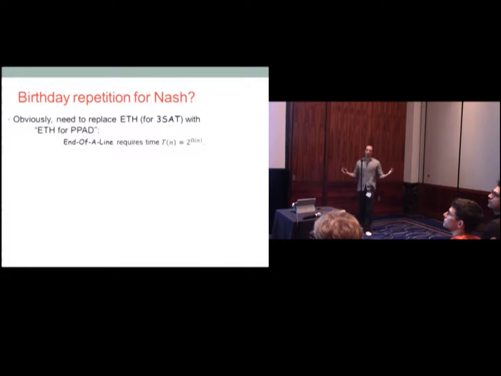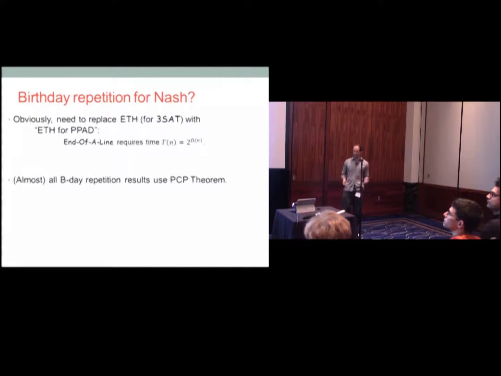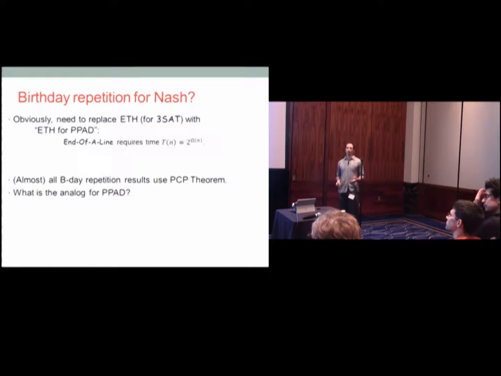So if we're going to talk about Nash, we cannot expect to use the ETH for 3-SAT, again because there always exists an equilibrium. But we can assume ETH for PPAD, which means that this End of a Line problem actually takes 2 to the omega of n time. The other obstacle that we have is that all those other reductions use the PCP theorem, and we don't have a good analog of the PCP theorem for PPAD.